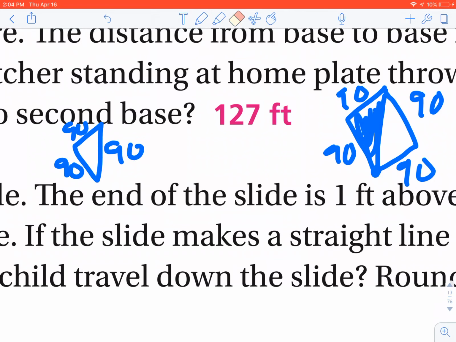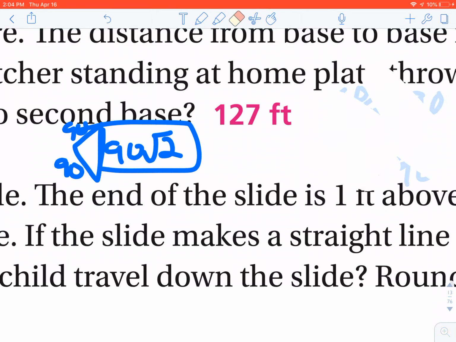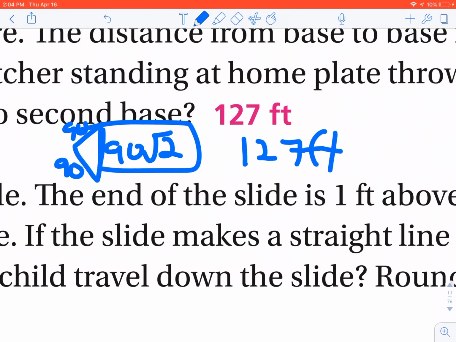So this is 90. It's whatever the leg is times radical 2. So this is the exact answer. But again, like I said in the notes, you're not going to tell the catcher, hey, you got to throw this ball 90 radical 2 feet. He's going to look at you like you have 3 heads. What you're going to do instead is type in your calculator 90 times square root of 2, and it will spit out about 127 feet. It's 127.27, and if you round that to the nearest foot, we'll just call it 127. Okay?